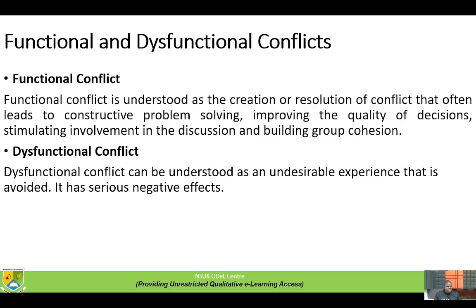It means that conflicts can be functional and dysfunctional. When conflict is functional, it means it is understood as the creation or resolution of conflict that often leads to constructive problem solving, improving the quality of decisions, stimulating involvement in discussions, and building group cohesion. Functional conflict is a conflict that leads to creating solutions to certain issues, whereby there's always going to be quality decision taking. And of course, it has a way of building up a strong unity.